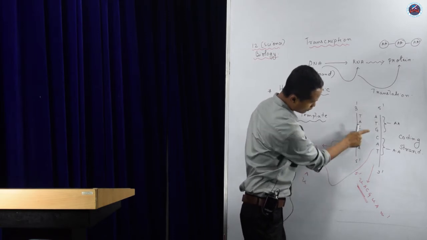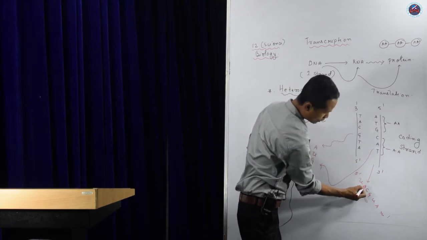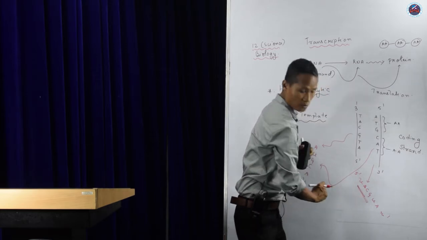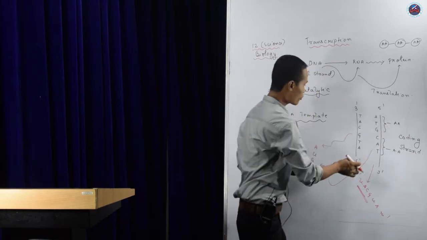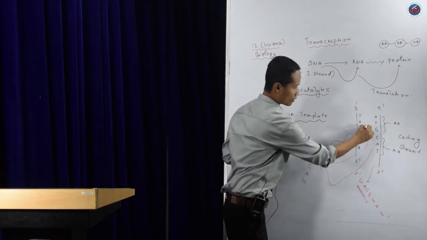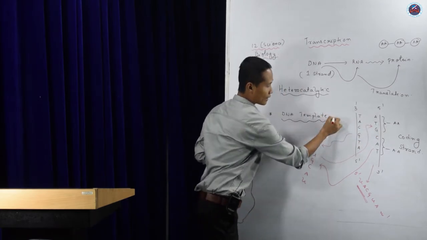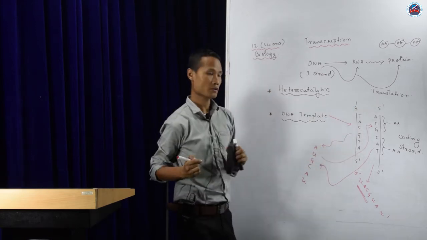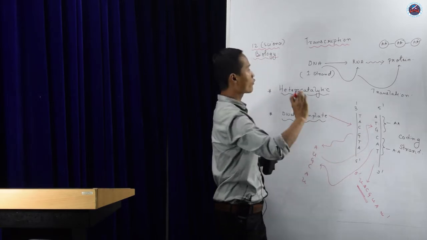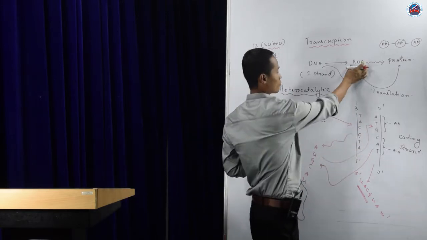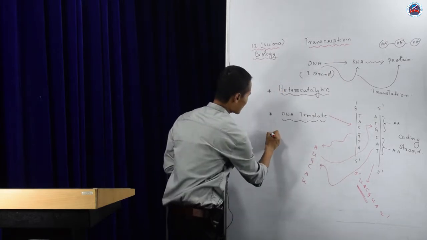U, A is U, then it is A again, G is equal to C again. So this nitrogenous base sequence is completely not matched with the coding strand. But if you use this, it is matched with the coding strand. So we have to use the DNA template as 3' to 5'. Always remember that we have to use the DNA template as 3' to 5' for the synthesis of RNA.